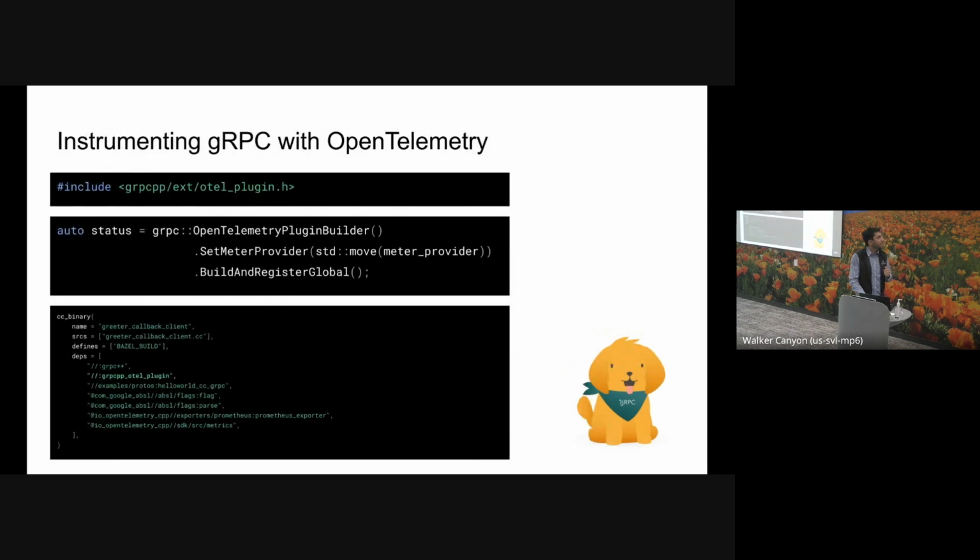Coming to how you would use OpenTelemetry with gRPC. It's really straightforward. We have this OpenTelemetry plugin builder. We provide the meter provider. We say build and register, and things start working. You just need the additional library dependency, and hopefully it's not too big. I think it's not too big.